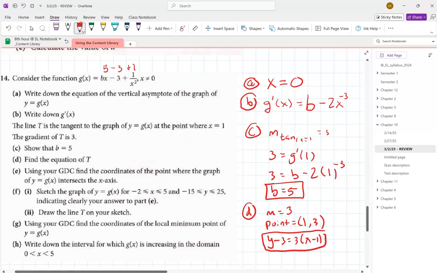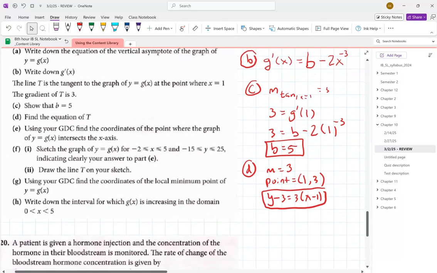Part E says use your GDC to find the coordinates of the point where the graph of g of x intersects the x-axis. All I'm doing is plugging b in for 5 and then graphing on my calculator and just doing the zero command, right? I don't have to do that for you guys, right? You're good with me just talking through what I would do? Okay. F says sketch the graph. I'm just going to graph it on my calculator and use the window that they gave me and write down the point that I found in the previous problem where it crosses the x-axis. Everybody's okay with that? It doesn't have to be any more complicated than that.